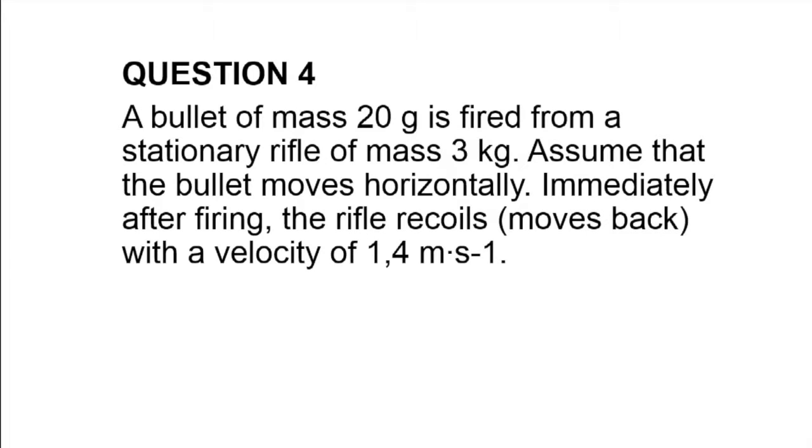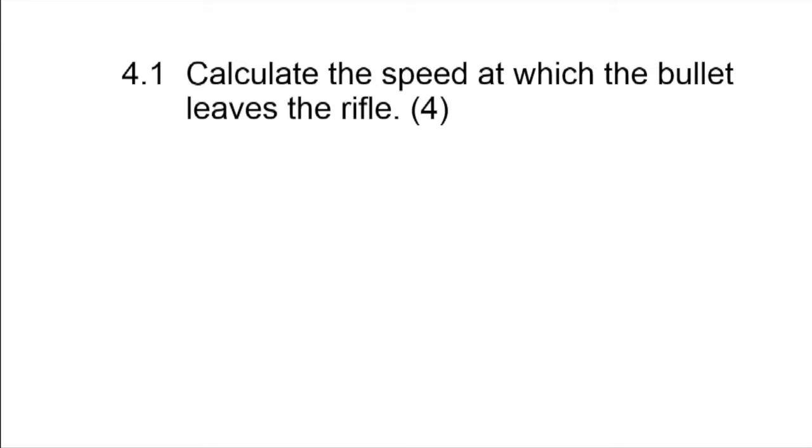A bullet of mass 20 grams is fired from a stationary rifle of mass 3 kg. Assume that the bullet moves horizontally. Immediately after firing, the rifle recoils. In other words, it moves back. Remember what we had in the multiple choice. It recoils with a velocity of 1.4 meters per second. Calculate the speed at which the bullet leaves the rifle.